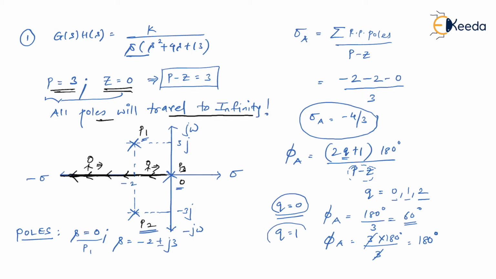And the last angle you will get when you substitute q equal to 2. So now you know the formula, substitute q equal to 2 and calculate it yourself and cross check that the last angle of asymptote you are supposed to get is 300 degrees. So you got 3 angles: 60 degrees, 180 degrees and 300 degrees. Didn't I tell you that one of the angles of asymptote would be 180 degrees? And that's the reason why, as you can see, pole number 3 is traveling to infinity at an angle of 180 degrees.